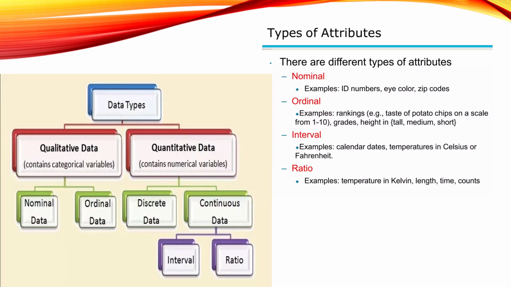Now next, what are the types of attributes? So let's first see the photo to your left. It shows data types are of two types, qualitative or quantitative. Qualitative contains categorical variables, quantitative has numerical variables. We have seen nominal, ordinal, discrete and continuous. Now in continuous we have interval and ratio. So this is under quantitative data.